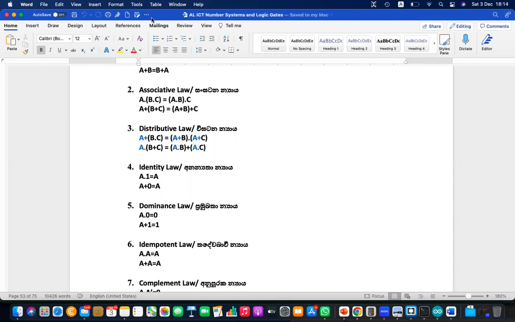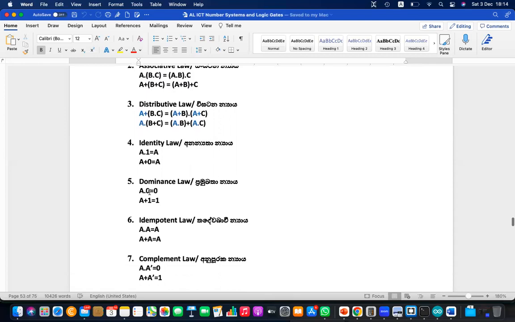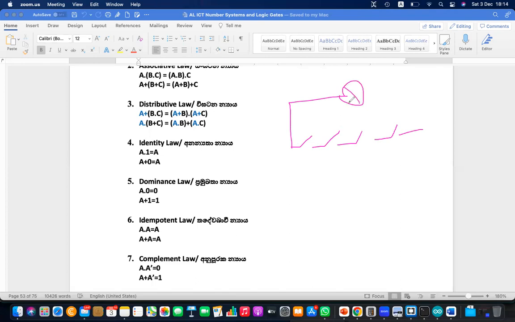Okay, then the next one is the dominance law. If you can remember, the AND gate will give 0 if at least one input is 0. Can you remember the AND circuit that we created in serial way? There are multiple switches, switch 1, switch 2, switch 3, switch 4, switch 5, and then a battery and a bulb.